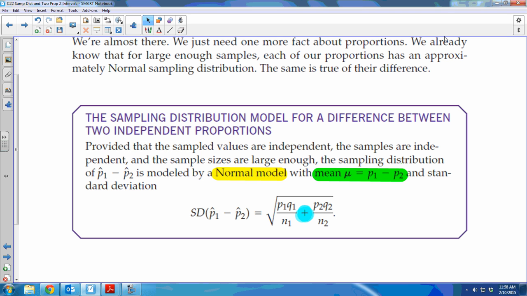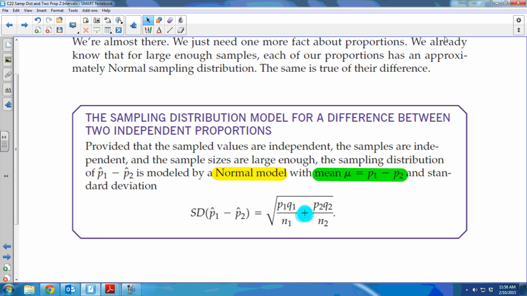And then the standard error, why do we call it the standard error instead of the standard deviation? We're talking about confidence intervals. Because you're using p hat. It's an estimate, right? It's not an actual p. So that formula is going to look just like the one on the screen. It's just going to have p hats and q hats in it, right?